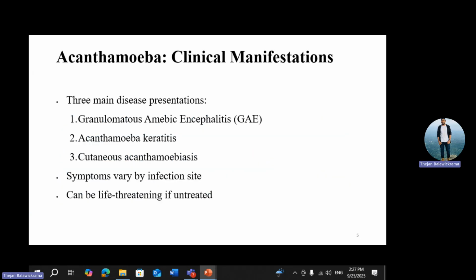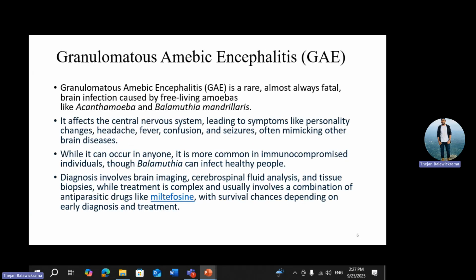Right. The first one we'll talk about is this granulomatous amoebic situation. As a short form, for our reference, we call it GAE. I think you will remember the short form easily, because otherwise it's too long to remember, right? Now, this situation is rare, but a rare situation doesn't mean that it's something we can ignore.